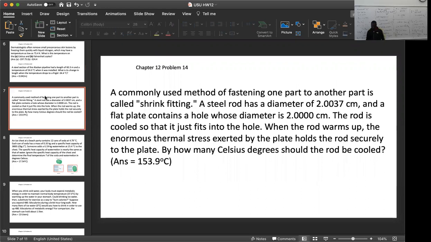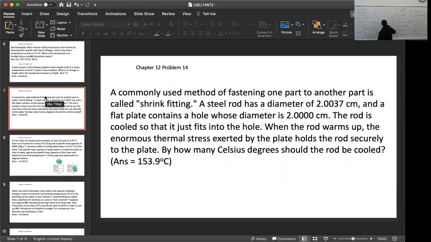It says a commonly used method of fastening one part to another part is called shrink fitting. A steel rod has a diameter of that, and a flat plate contains a hole whose diameter is that. The rod is cooled so that it just fits into the hole. When the rod warms up, the enormous thermal stress exerted by the plates hold the rod securely to the plate. By how many degrees Celsius should the rod be cooled? So we're looking for delta T. So this is still steel.